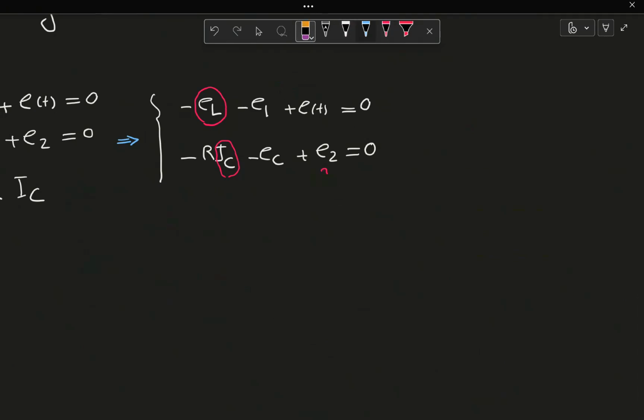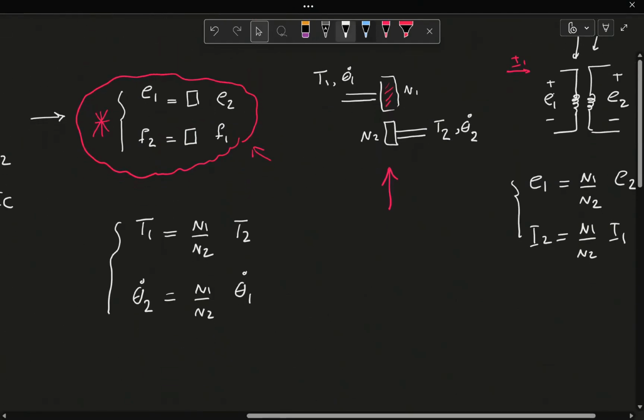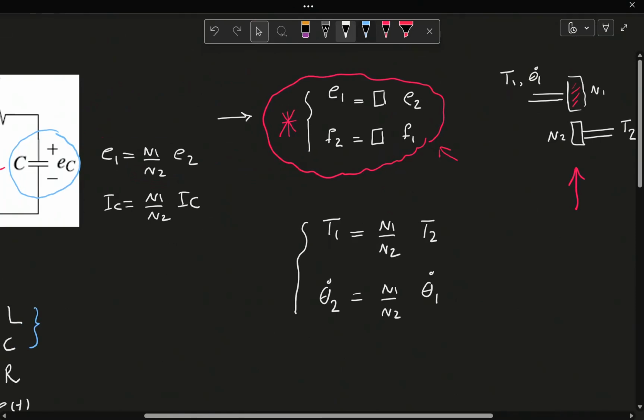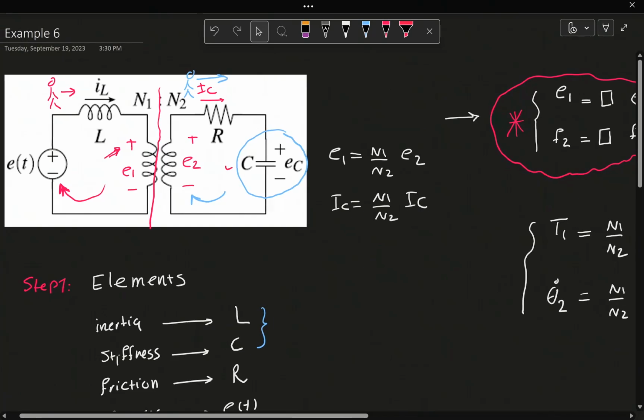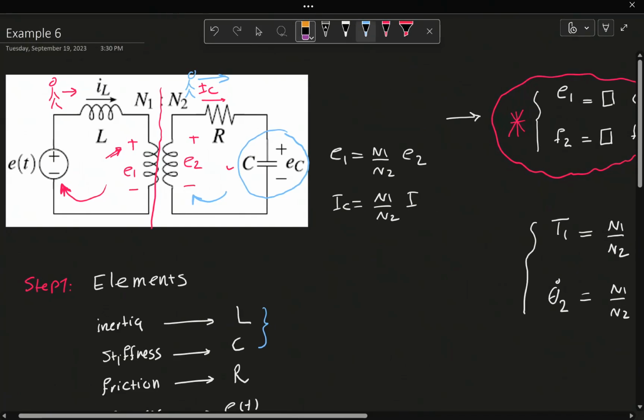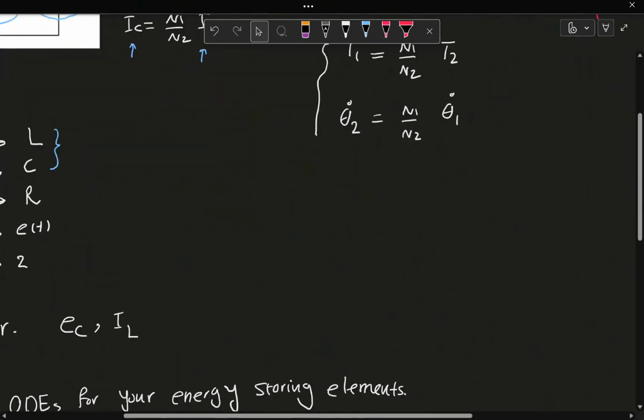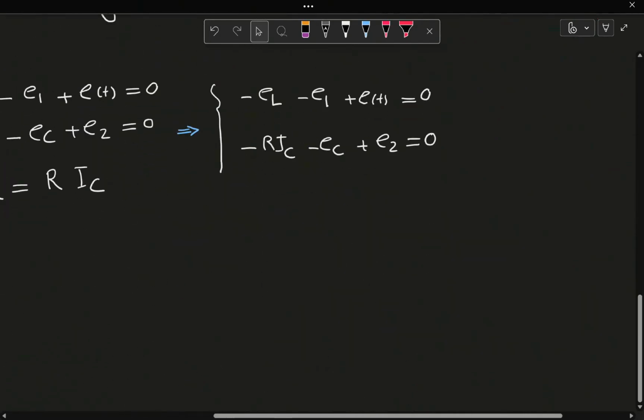However, if you look at the equations for the transformer, you see that there is a relationship. I made a mistake here. Actually, it should be IL here. There is a relationship between IC and IL. And also there is a relationship between E1 and E2. So let's go ahead and use those two relationships in these equations.